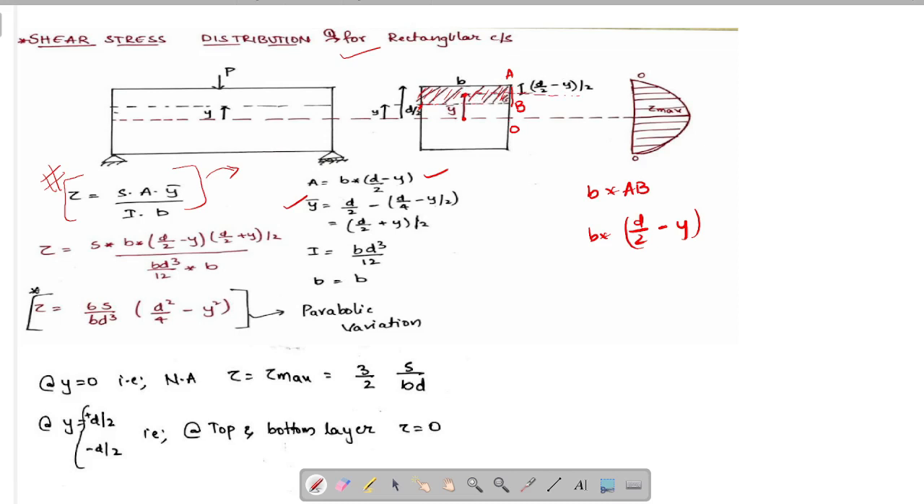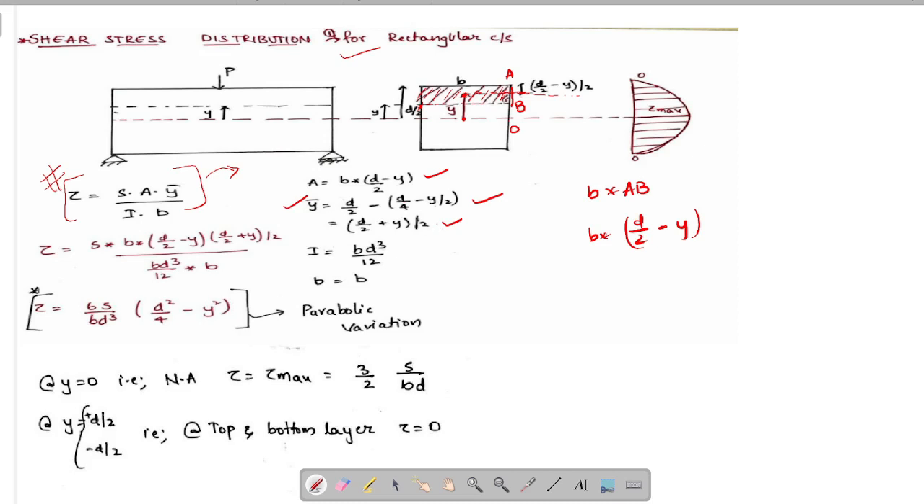That means we know that AB is D by 2 minus y. The centroid will be at a distance of half of AB, which is D by 2 minus y by 2. Finding y bar, that is total distance D by 2 minus AB by 2, we will be getting this. By taking minus inside, we will be getting D by 2 plus y, whole divided by 2, as y bar.